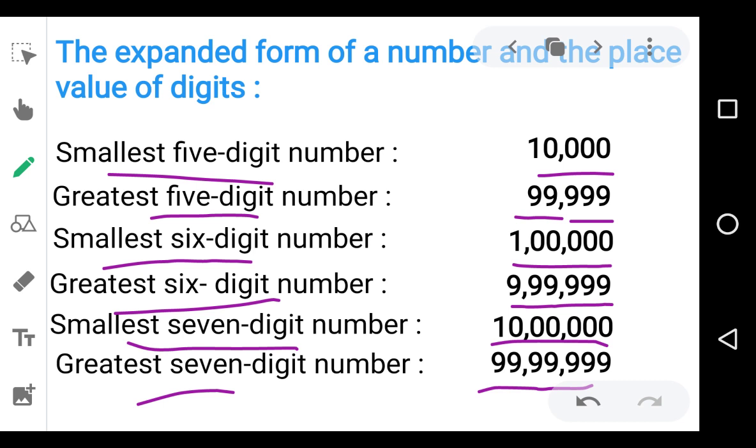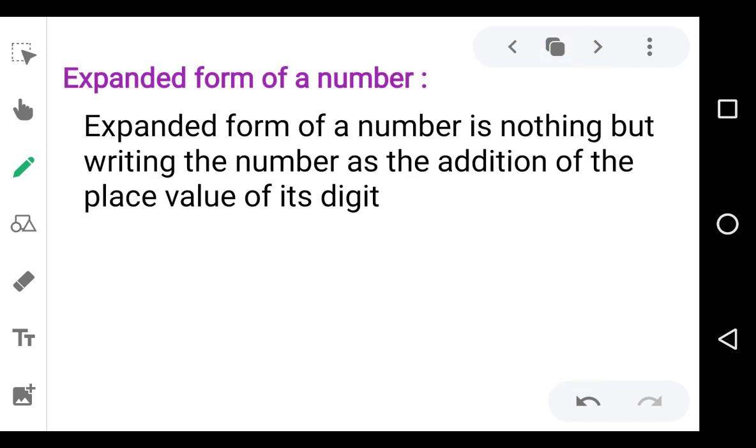Now let's see what is the expanded form of a number. You have already learned about 4-digit expanded form of a number. Tell me, what is meant by expanded form? Expanded form of a number is nothing but writing the number as the addition of the place value of its digits. So, to write the expanded form, first we have to find out the place value of the digit and then we have to add those values. So, place value. What is the place value of a digit? The position of a digit in a number determines its value. So, let's see and write the place value of the digit and then write the expanded form.